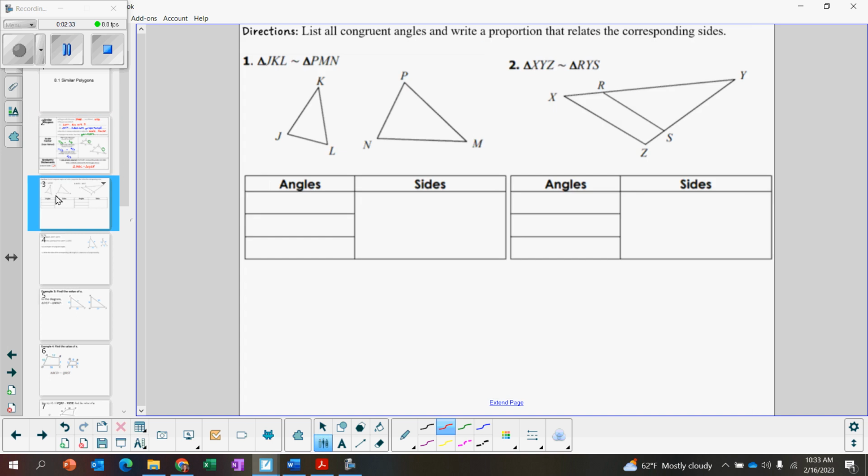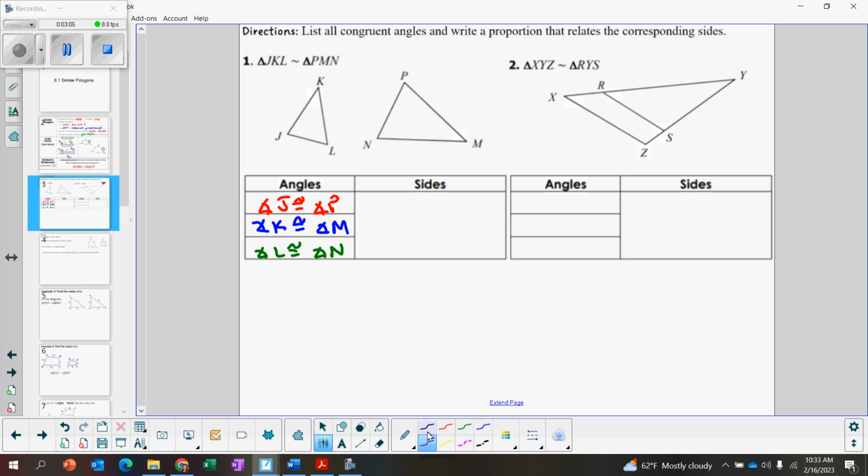Using a similarity statement, we could also work backwards and identify which angles should be congruent and then make a ratio of the corresponding sides. So in our first one, angle J is congruent to angle P. K is in the same spot as M, so angle K is congruent to angle M. And then L is in the last spot, angle L is congruent to angle N.